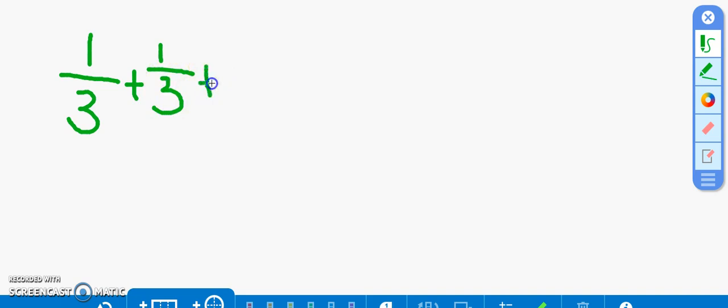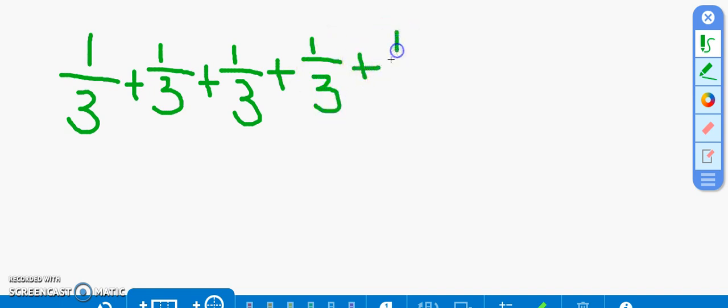Now I'm going to show you the abstract model of this problem. When you do any type of multiplication, it is basically repeated addition. So here I'm going to draw my 1/3 six different times to represent the thirds of each of the six pies I used. So here I have 1/3 of a whole pie.